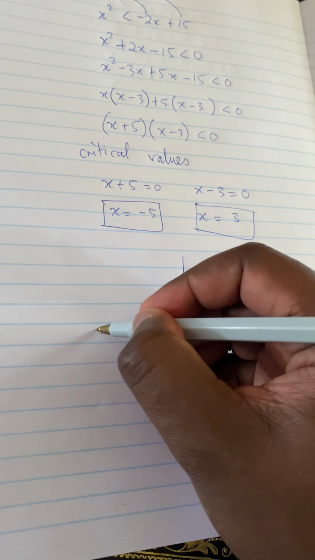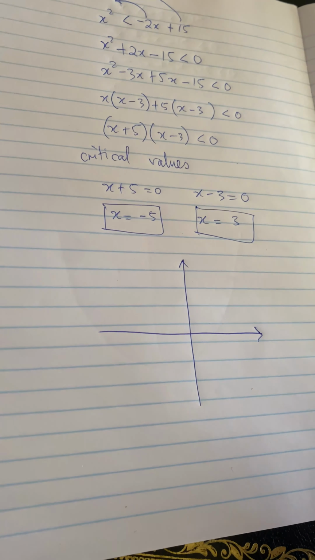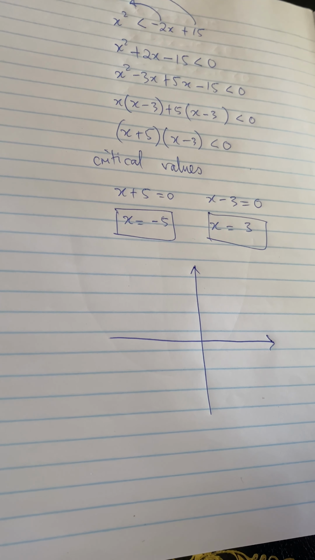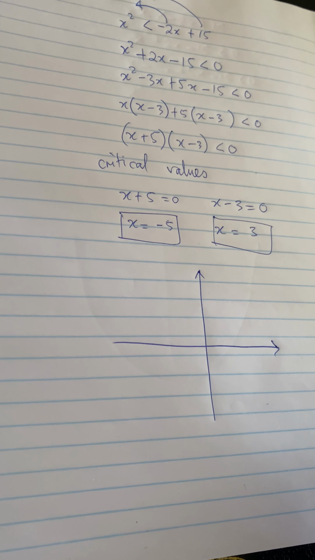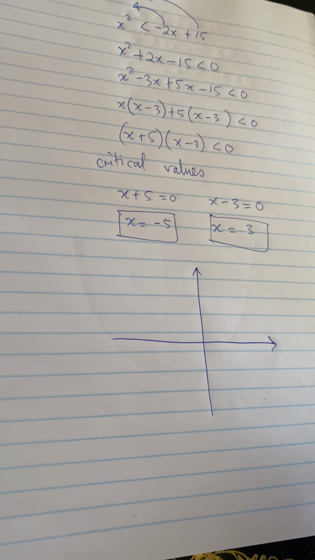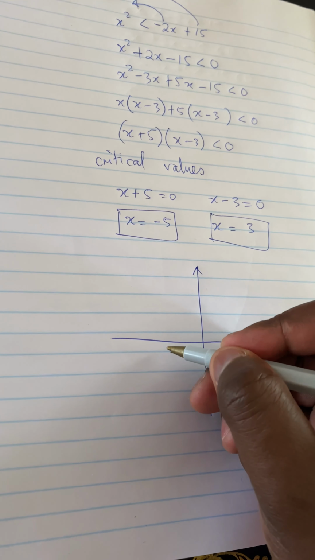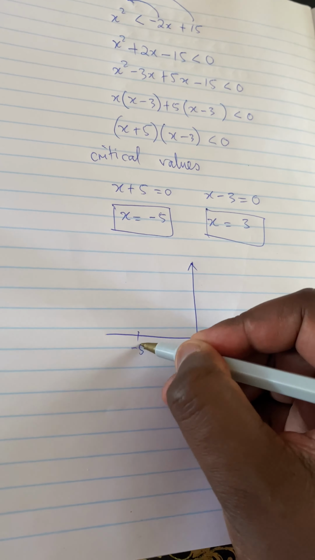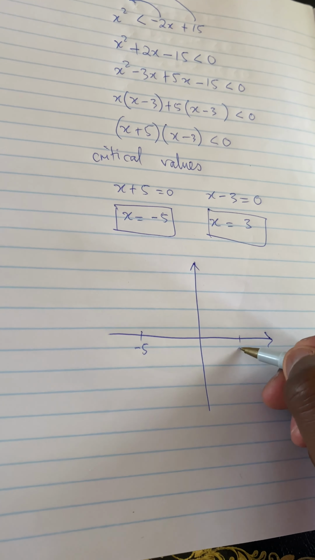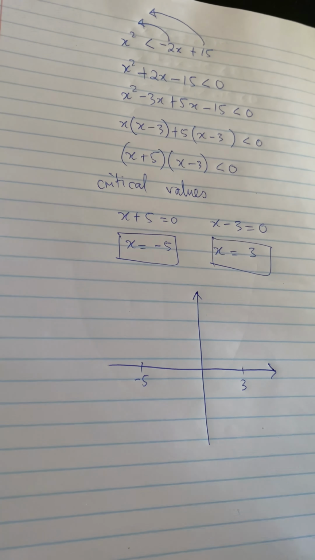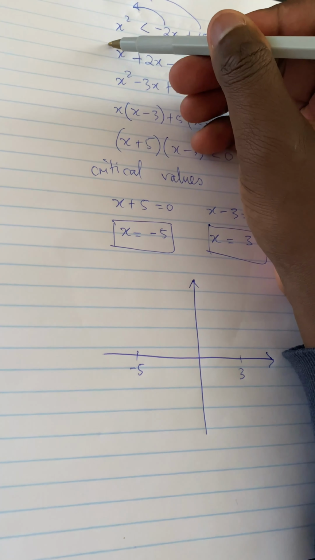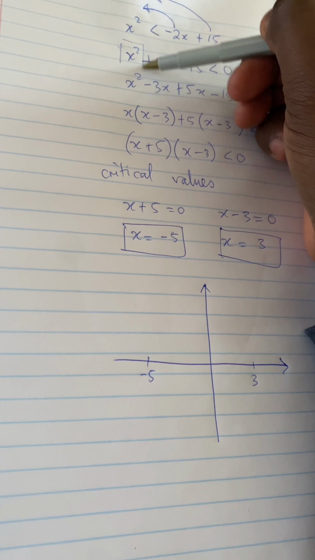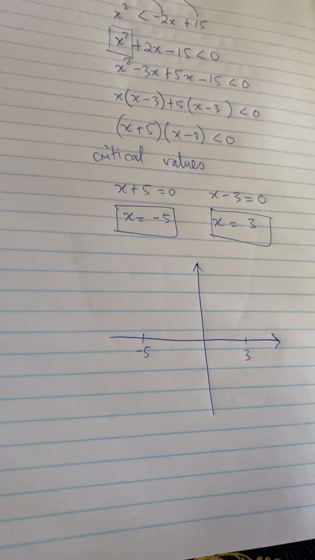To sketch my curve, I put my critical values on the x-axis, x negative 5 and x 3. And my graph is either a smiley face or a sad face. In this case, it's a smiley face because I'm looking at the coefficient of x squared. It is positive. So that is why it is a smiley face. So I go ahead and sketch my smiley face.